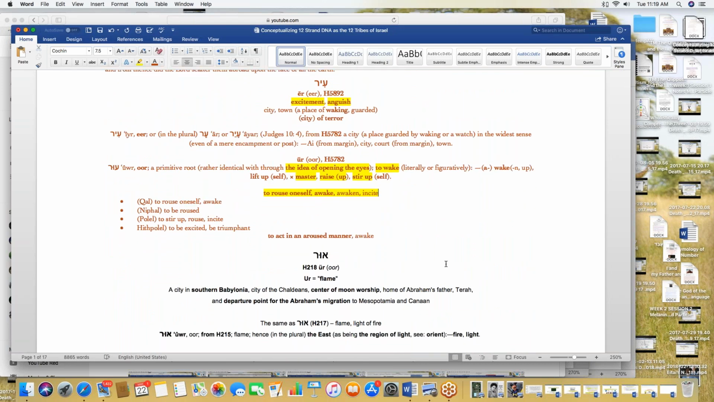So that translated city now means again to rouse oneself, to awake, to be aroused, to be roused, to stir up, to be excited, to be triumphant, to be victorious, to get the victory. And more importantly, family, to act in an aroused manner, to begin to behave in an aroused or awakened manner.